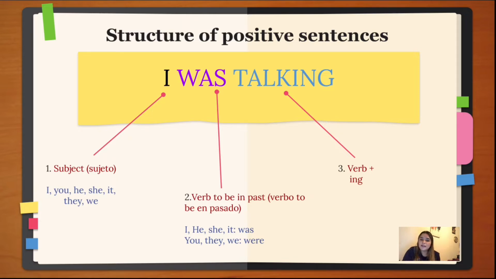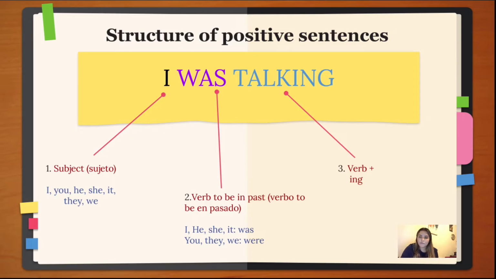La estructura de las oraciones positivas en el pasado progresivo están conformadas por tres elementos que son el sujeto, el verbo to be en pasado y el verbo. El sujeto sería tú, yo, él, ella, eso, nosotros. In this sentence, I was talking, the subject is I.